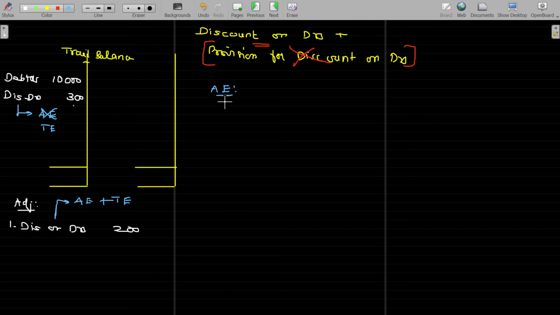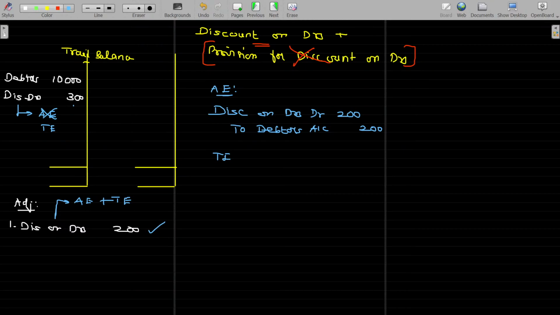Adjustment entry is applicable only for the item given in the adjustments. The entry being discount on debtors account debit to debtors. It's similar to the bad debt account, bad debt without provision for doubtful debts. You can link that study with this so that it will be pretty easy. Discount on debtors to debtors account, value being 200.